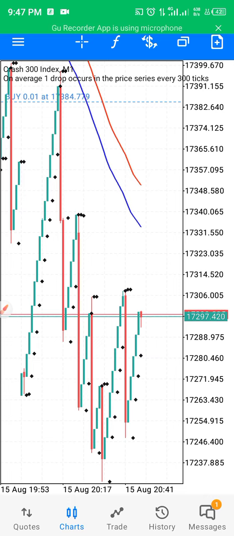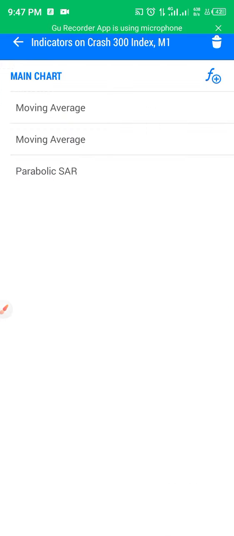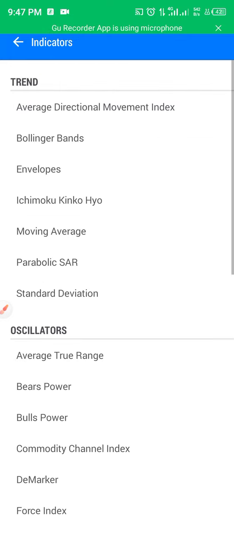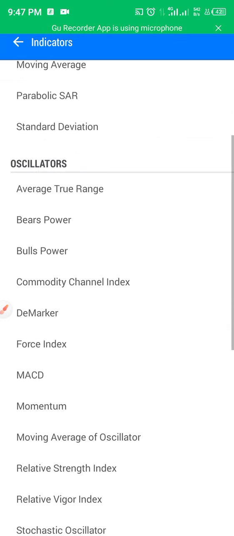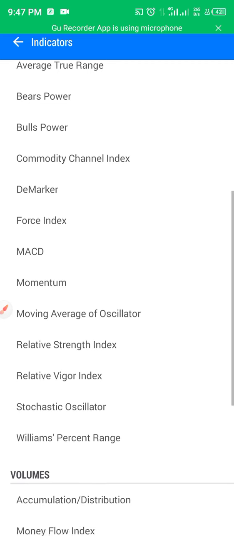And the last indicator we are going to use is Bollinger Band. So come again, click function, and this time around you are going to go under oscillators and look for Bollinger Band.